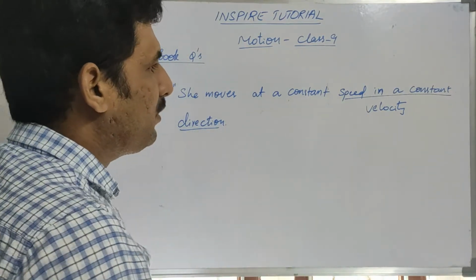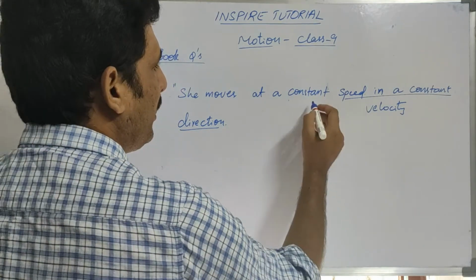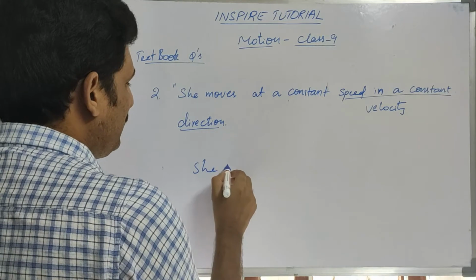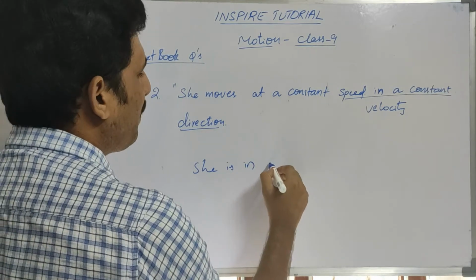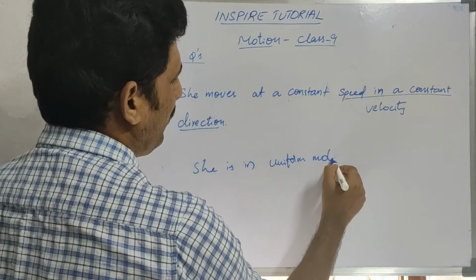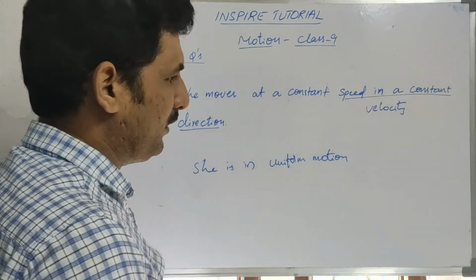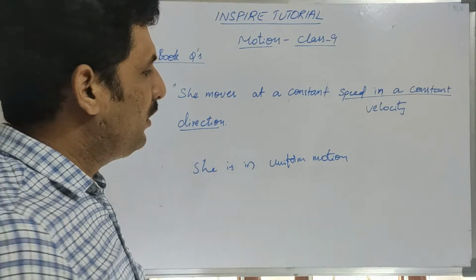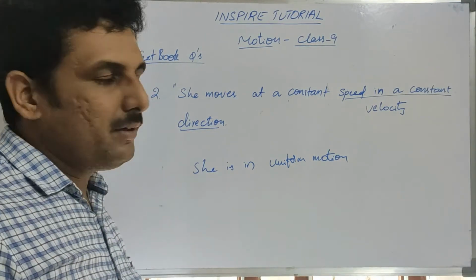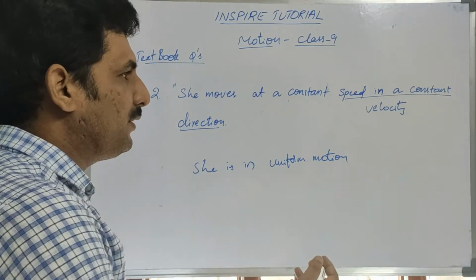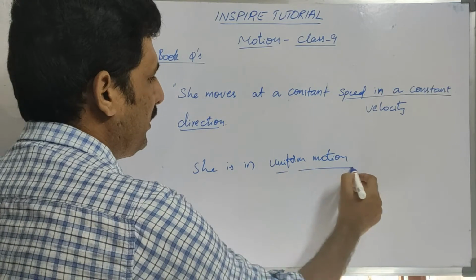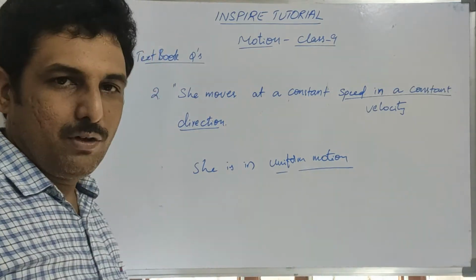So when an object or a human being is moving with a constant velocity, we say she is in uniform motion. When an object or a person or a human being is moving in a particular direction and with a constant speed, means it is moving with a constant velocity, then you can say the object or the person is in uniform motion.